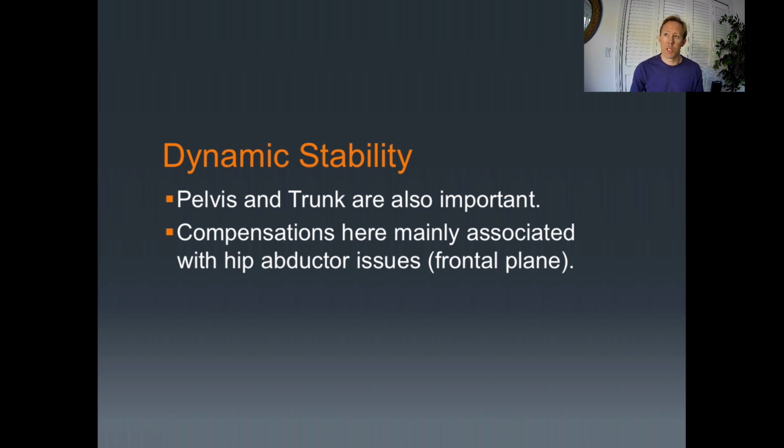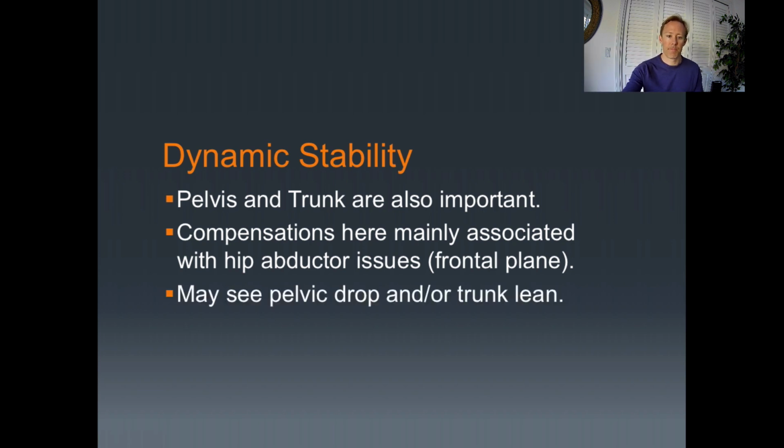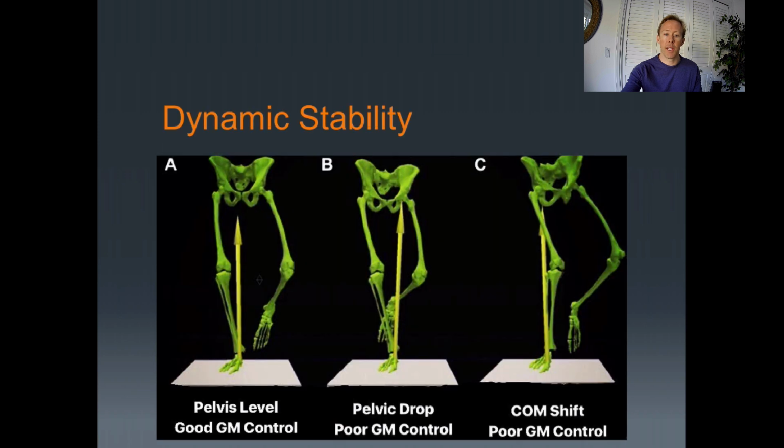And this is mostly associated with hip abductor issues. I do a post on this usually every year on the importance of gluteus medius and its role in keeping the pelvis level, which also, if you keep the pelvis level, usually then the spine won't lean. So I'll show an image here in a second, but if you see these kind of trunk or pelvic compensations, again, you want to think back. One of the first places you look is at their glutes, and especially their abductors, gluteus medius, gluteus minimus, and obviously gluteus maximus too. So you might see pelvic drop or trunk lean, and these are some types of compensations you can see.